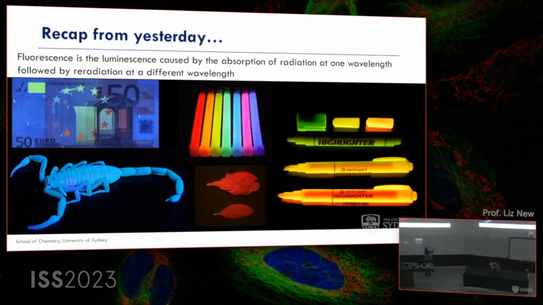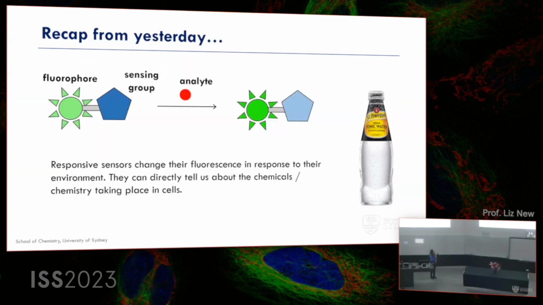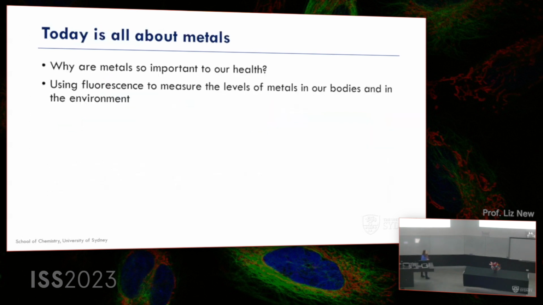So just a recap from yesterday, remember fluorescence is where we have luminescence caused by the absorption of light at one wavelength and the re-radiation at a different wavelength, or a different color. And we also talked about fluorescent sensors. These are responsive sensors that change their fluorescence in response to their environment, and we saw a very simple example of a responsive sensor in tonic water, which is a sensor for salt. And we'll see some more sophisticated examples of sensors today.